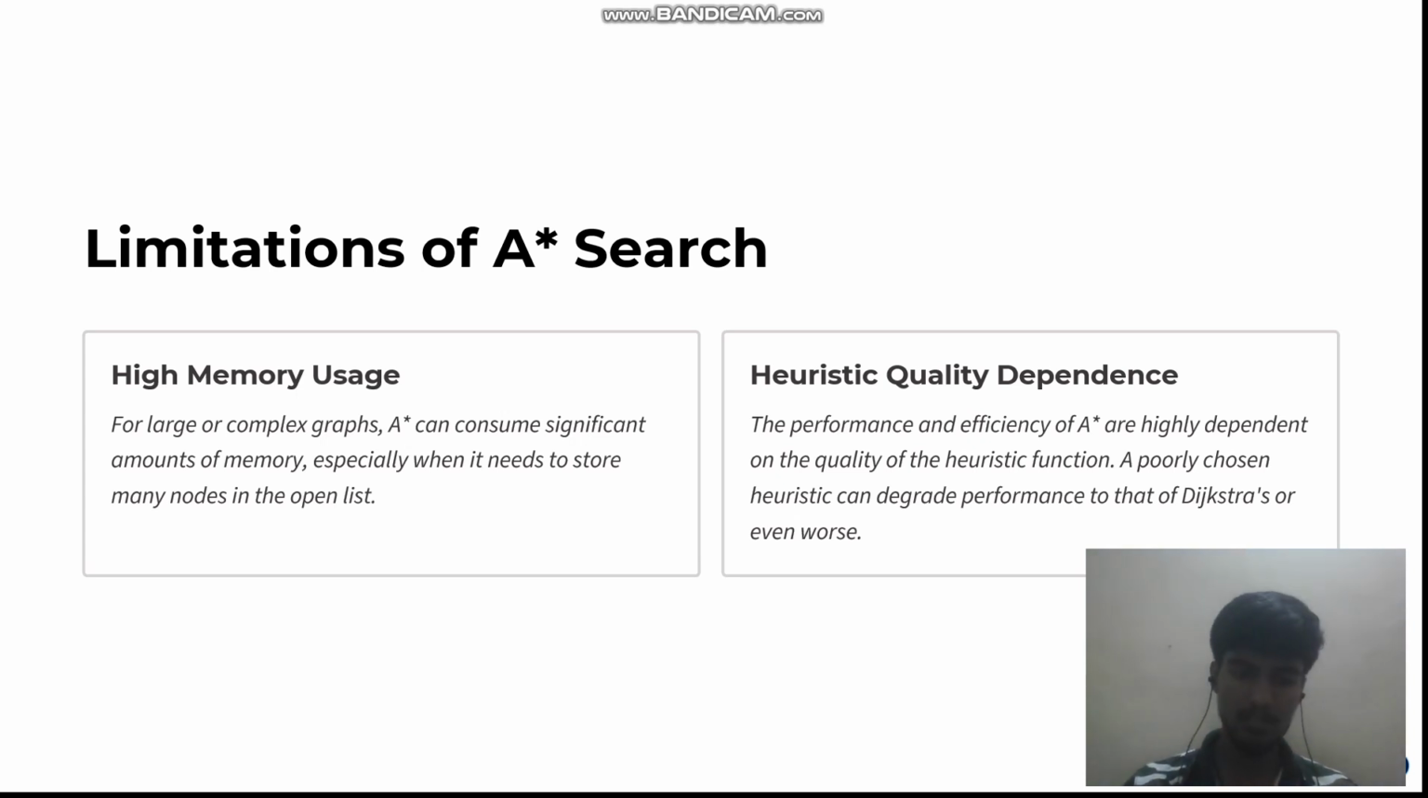Limitations of A-star search. It can use a lot of memory for large and complex graphs because it needs to store all nodes in one open list. And its performance depends heavily on the heuristic function. So a weak heuristic can make the algorithm perform slowly.